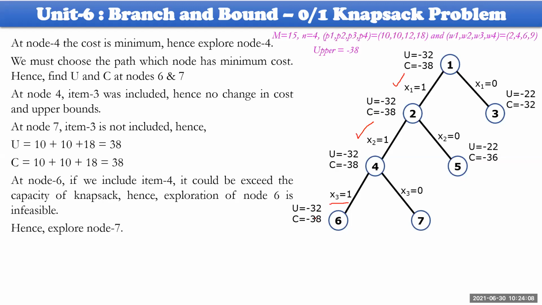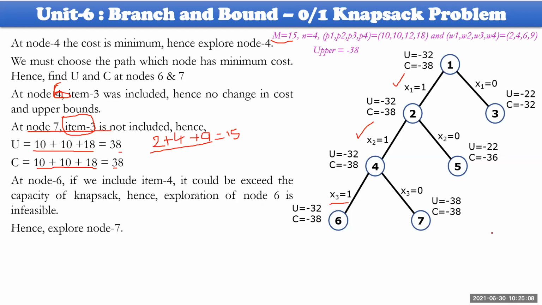But if you do not include item 3, then what would happen? At node 7, this is actually node 6, and at node 7, item 3 is not included. Then what are the items left over? Item 2: the weight of item 1 is 2, the weight of item 2 is 2, and the weight of item 4 is 9. So 9 plus 4 is 13, 13 plus 2, totally 15. Exactly, the knapsack capacity has been reached. Therefore, the upper bound will be 10 plus 10 plus 18, that is 38. The lower bound cost will be 10 plus 10 plus 18, that is 38 again.